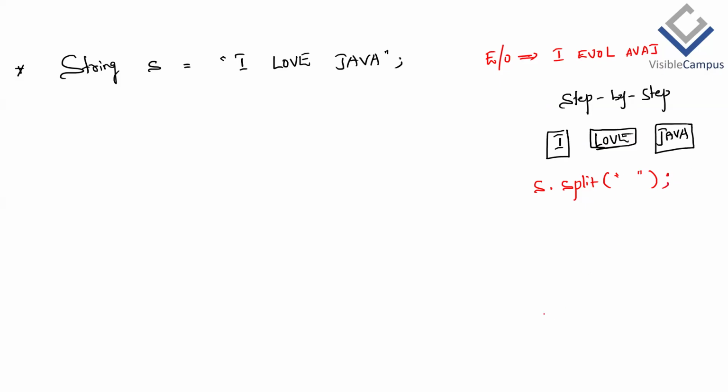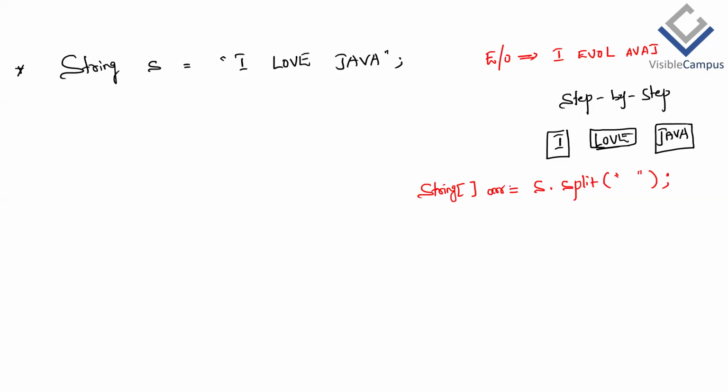For every method, there is an input and also a return type. What's the return type of this split method? The return type of the split method is a string array. String array of some variable of the programmer's choice, say arr for array.